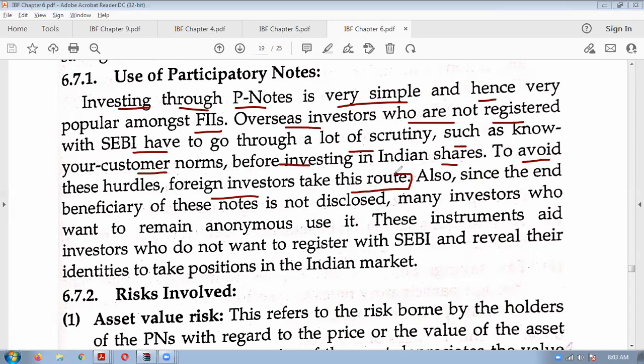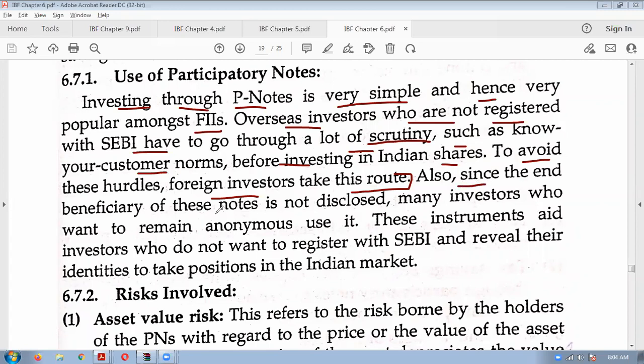So if they want to directly come to the Indian stock market, they will have to go through a lot of procedures like know your customer norms, etc. Okay, and a lot of scrutiny is involved. So to avoid all these things, they take the P note route because they need not register themselves with SEBI. The foreign institutional investor is already registered. They will do the investment on behalf of these investors and they will give a P note to them. So that's why it is a simple investment route for foreign investors.